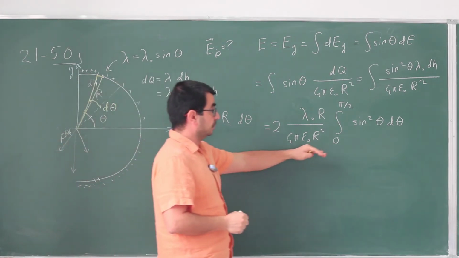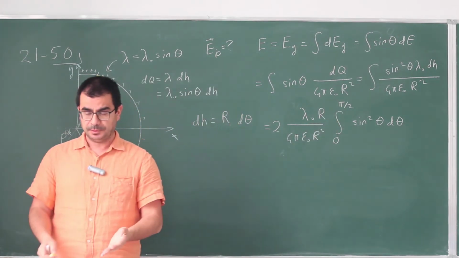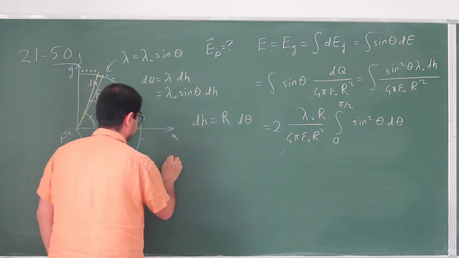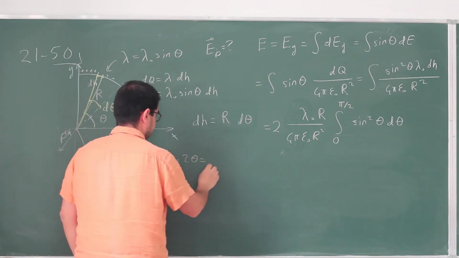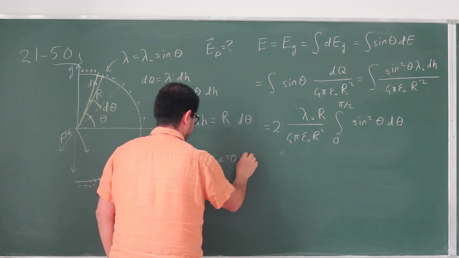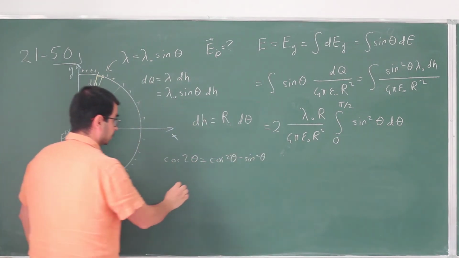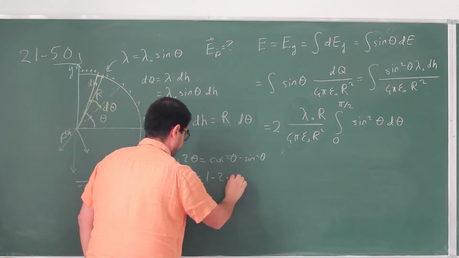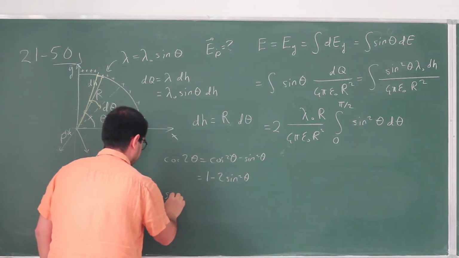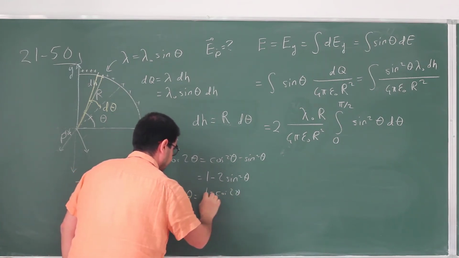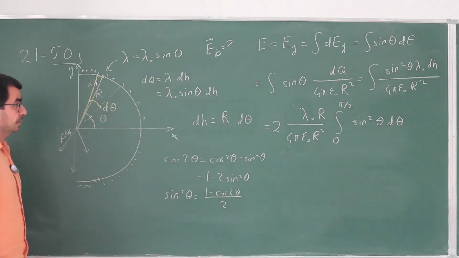Okay, now I need to take this integral. Now, you can look this up. You can find this in the appendix B of your book, but you can also take this. It's not that hard if you know the half-angle formulas from your trigonometry. So cosine 2 theta is going to be cosine square theta minus sine square theta, but I can write this cosine square theta as 1 minus sine square theta. So this actually becomes 1 minus 2 sine square theta, which means that sine square theta is 1 minus cosine 2 theta divided by 2. Okay? So let's do that.